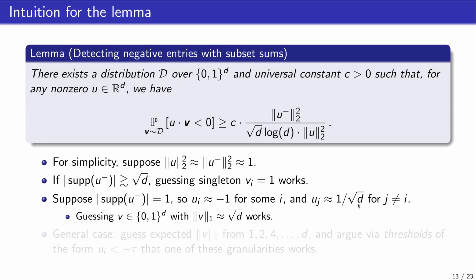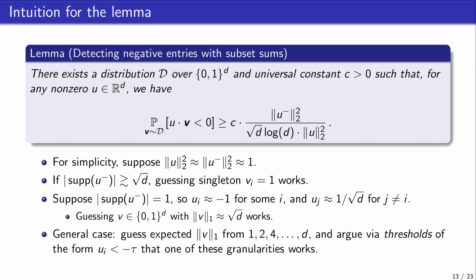Okay, so if that's the case, then it turns out that if I guess V as a random subset of size roughly square root d, then this should also work. Because if I take square root d elements and if they don't touch the negative entry, then I'm not gonna detect anything. I'm not gonna win. But if I touch the negative entry, then that's going to contribute negative square root d, and my positive entries are going to contribute roughly +1, and if I balance the constants appropriately, that distribution is going to work.